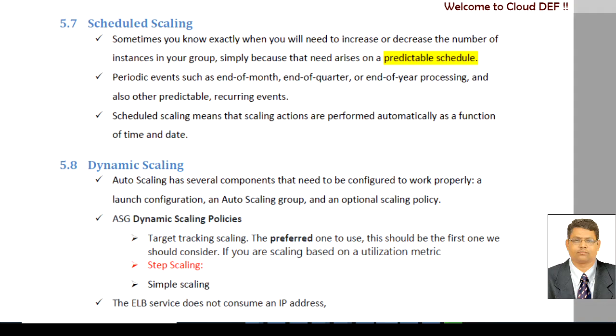5.8 Dynamic scaling. AutoScaling has several components that need to be configured to work properly: a launch configuration, an AutoScaling group, and an optional scaling policy. ASG dynamic scaling policies. Target tracking scaling: the preferred one to use, this should be the first one we consider, if you are scaling based on a utilization metric. Step scaling. Simple scaling. The ELB service does not consume an IP address.